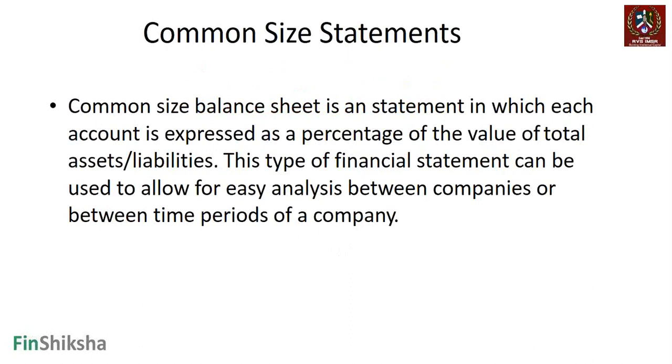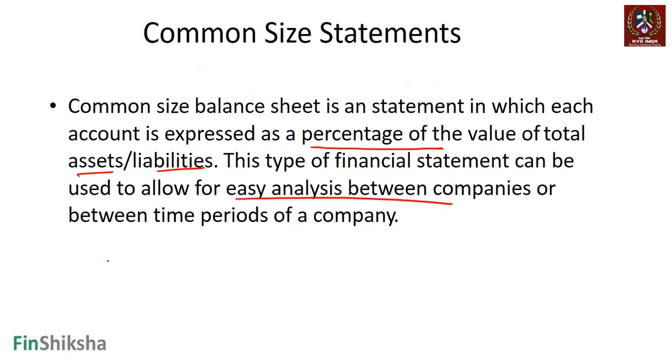There's just one difference. In the P&L, everything is made as a percentage of the sales number. Here, because you have two sides to the balance sheet, each account header is expressed as a percentage of the value of either the assets or the liabilities. So every line item in the balance sheet is expressed as a percentage of either total assets or total liabilities. This allows easy analysis between companies or between time periods for the same company. So that becomes an important part.